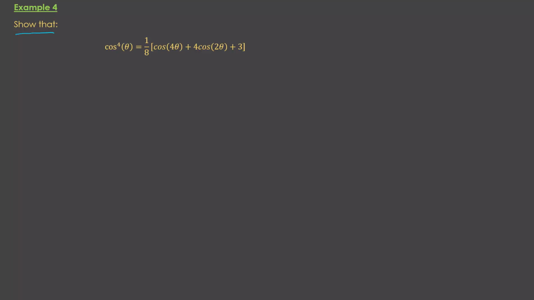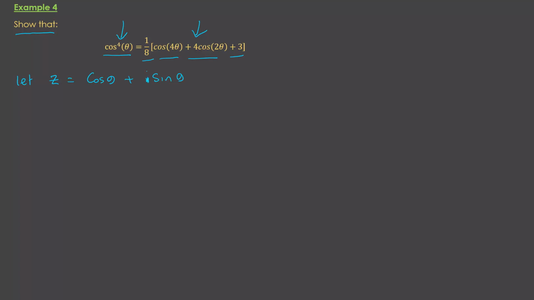Show that cos to the power 4 theta is 1/8 (cos 4 theta plus 4 cos 2 theta plus 3). Now, when we're going in this direction with a power of cosines and then multiply angles on this side, we have to do a bit of setting up first. So what I'm going to do is let z be equal to cis theta, cos theta plus i sine theta.